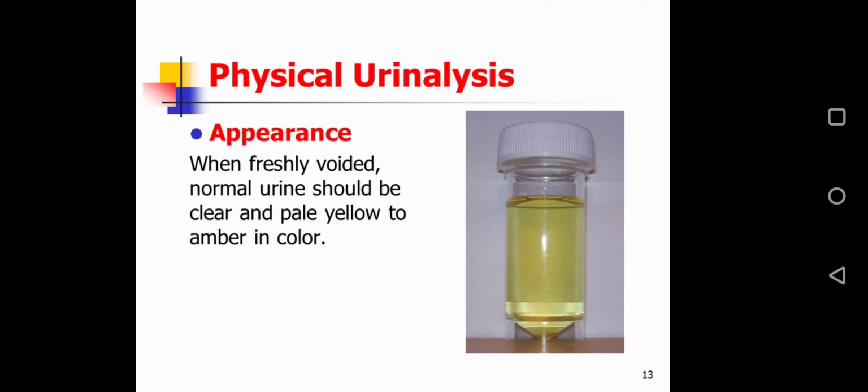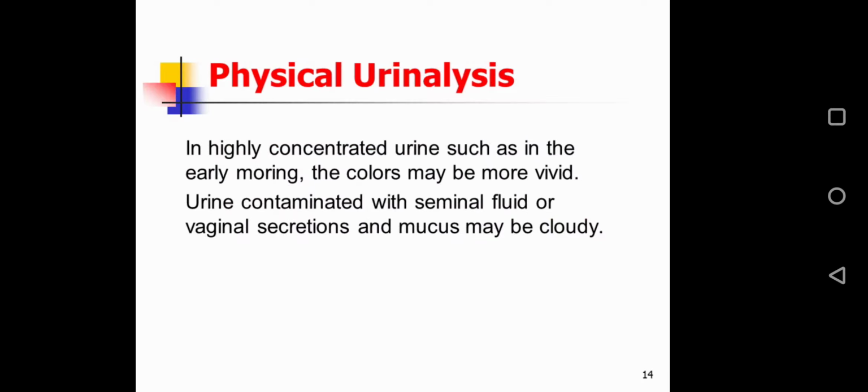When freshly voided, normal urine should be clear and yellow to amber in color, like this. In highly concentrated urine, such as in early morning, the color may be more vivid. Urine contaminated with seminal fluid or vaginal secretions and mucus may be cloudy.